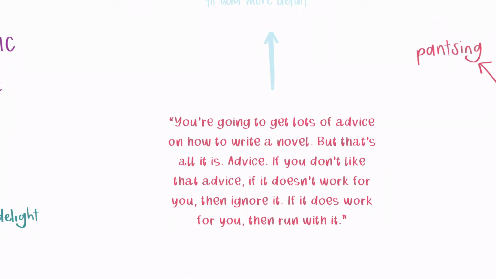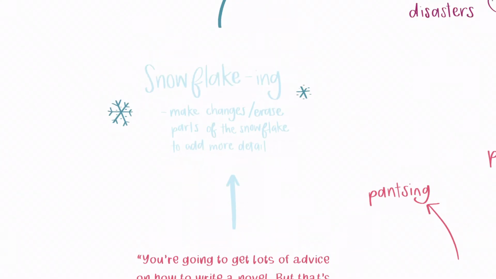And also, just to point out this quote in the book, he says, "You're going to get lots of advice on how to write a novel, but that's all it is, advice. If you don't like that advice, if it doesn't work for you, then ignore it. And if it does work for you, then run with it." So yeah, this is just one option to consider using and see how you feel about it and see if it works for you. But just bear in mind that everyone has a different creative paradigm that works for them. And there will be one that works for you. It's just a matter of testing and trying and seeing what happens.